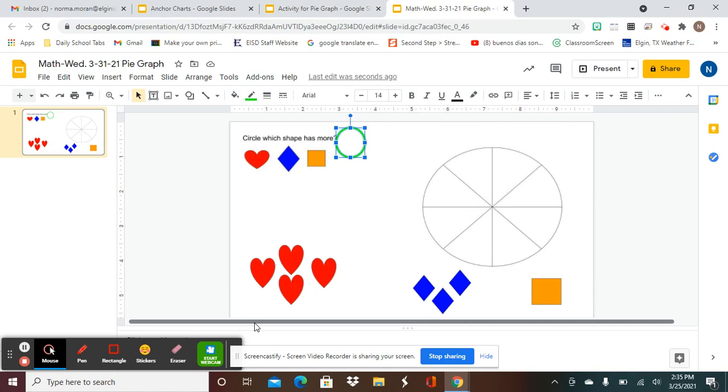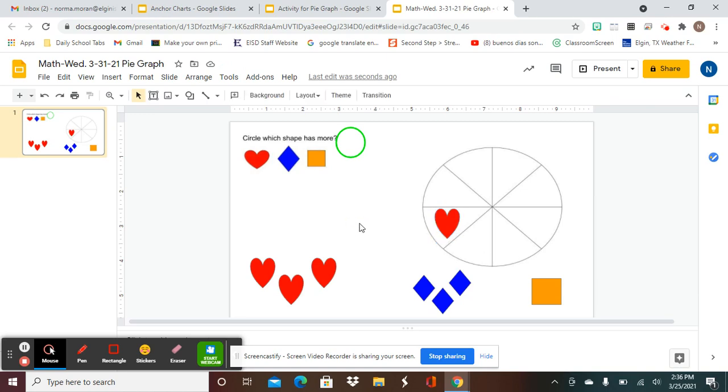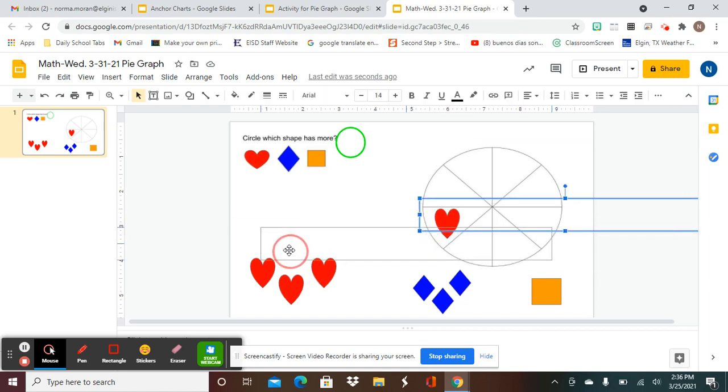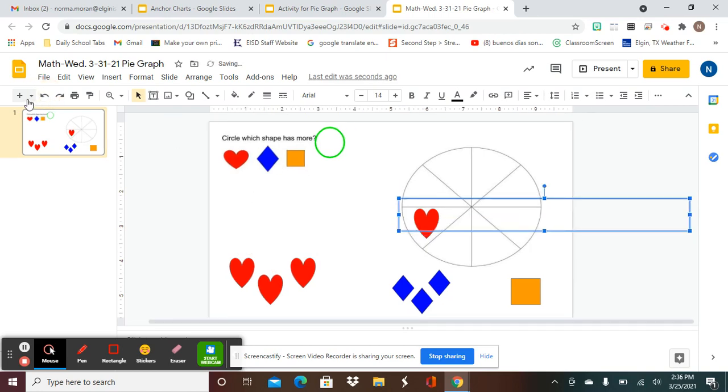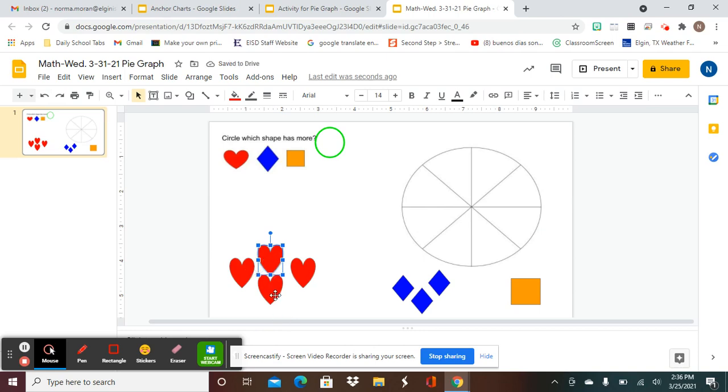So remember, you have to put one shape per slice, okay? And you're going to put them together because you're kind of like sorting them. So you will move the heart there, and then all the hearts need to be together. And then all the squares need to be together, and all the rhombus needs to be together. All right, and so you're gonna do that. If you're at home and you'd rather color it, you can draw it. It will be 1, 2, 3, 4, 5, 6, 7, 8 shapes in total. So your pie graph should have 8 slices. 1, 2, 3, 4, 5, 6, 7, 8.